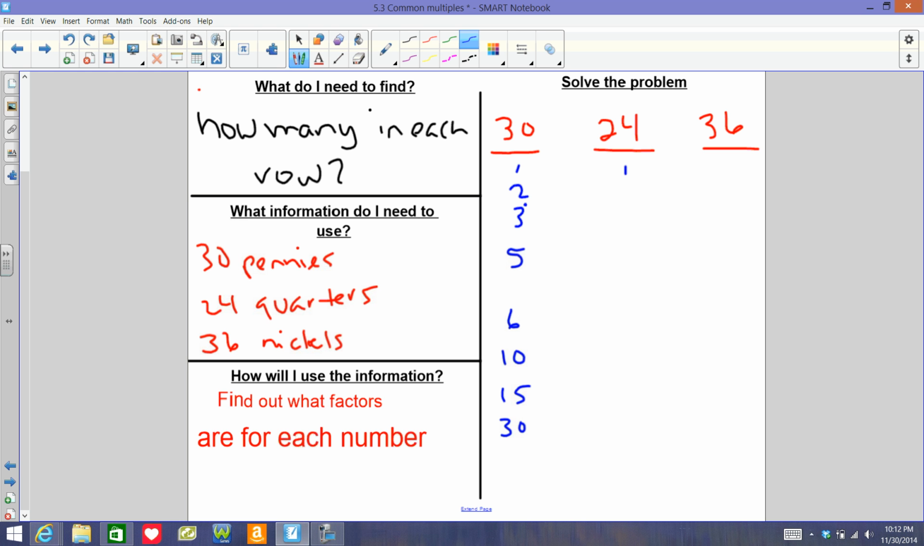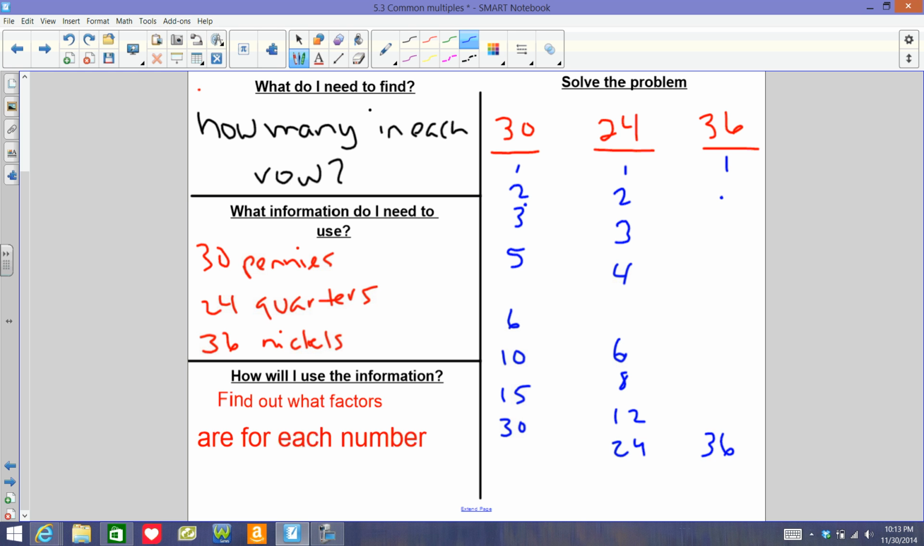How about 24? We've got 1, 24. Okay, 24 is an even number, so we can divide by 2. 2 times 12. 3 goes into 24 how many times? 8. Okay. How about 4? 4 can go into 24 6 times. 5 can't go in. 6 is already there. 7 can't go in. 8 is already there. 9 can't go in. 10 can't go in. 11 can't go in, and so on and so forth. So those should be our factors for 24.